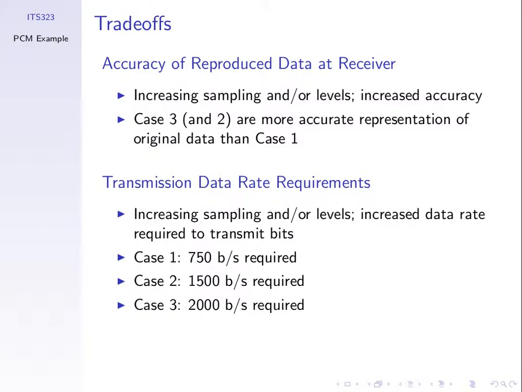So in general, the analog data we produce at the receiver, when we compare it to the original, we can talk about the accuracy of that reproduced data. How accurate is the reproduced data compared to the original? Increasing the sampling rate and/or levels increases the accuracy. So increasing the number of samples and the number of levels will increase the accuracy of the reproduction. And you see it in our picture that case three and maybe two were better than case one.